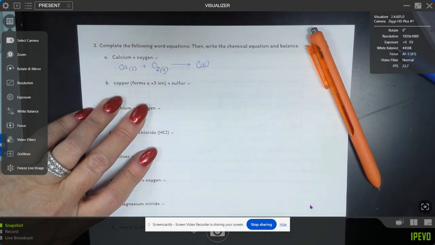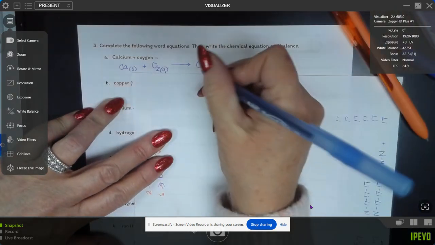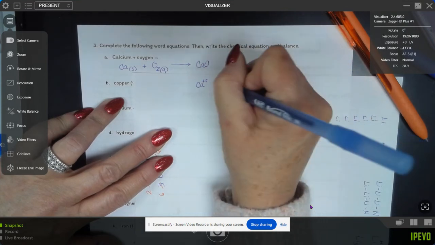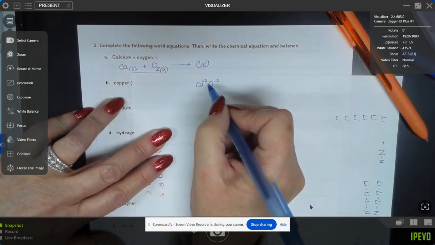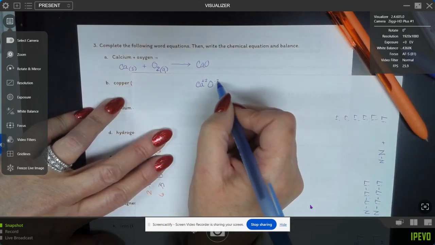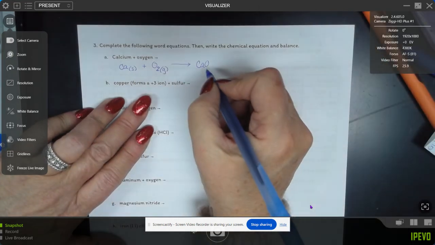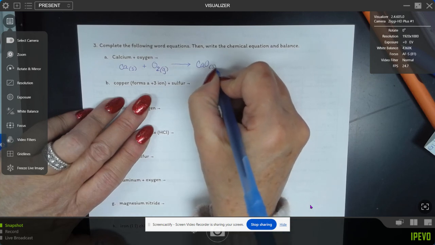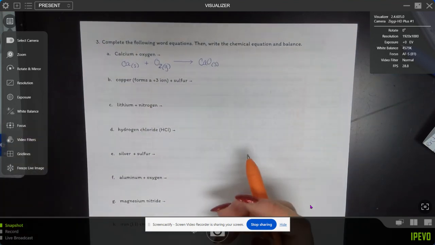Now, we can't just leave it at CaO. We have to look at the charges. So from our periodic table, calcium is a +2 ion. Oxygen is a -2. So in this case, and this doesn't happen very often, these balance out, cancel out, and our product is just CaO. Okay, and that's going to be a solid, and that's that way because the charge is canceled.